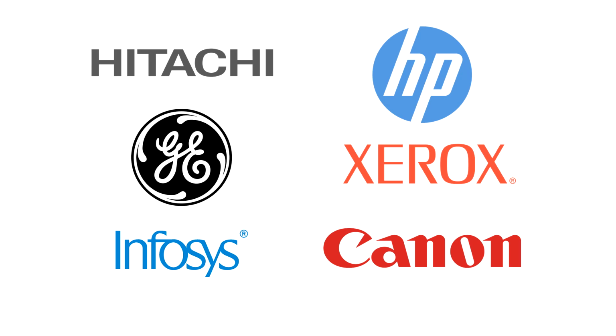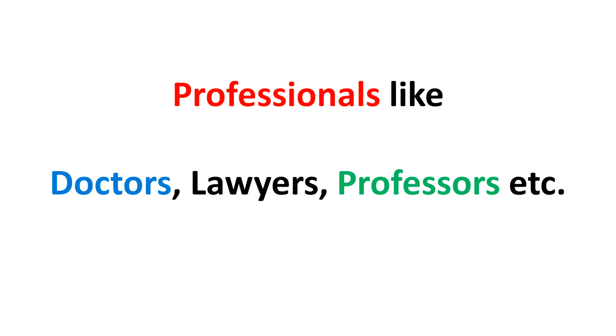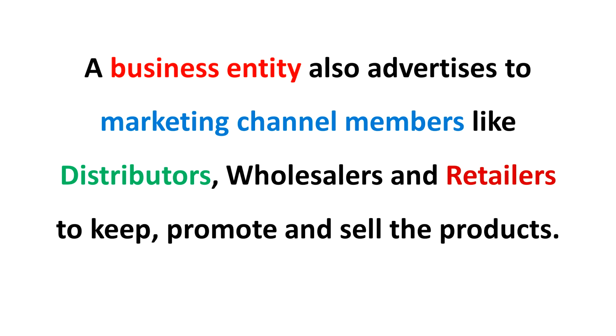For example, industrial goods equipment manufacturers, office equipment and computer companies like Hitachi, GE, Infosys, HP, Xerox, Canon, all these companies regularly advertise their products for their business buyers. Now, many companies also advertise to professionals like doctors, lawyers, professors to encourage them to recommend the product or services for the end user. A business entity also advertises to the marketing channel members like distributors, wholesalers, and retailers to keep, promote, and sell the product.